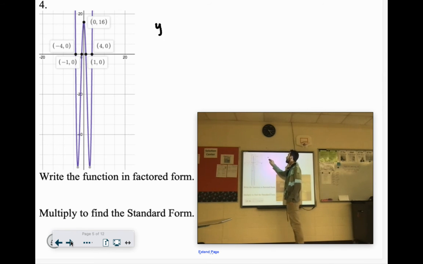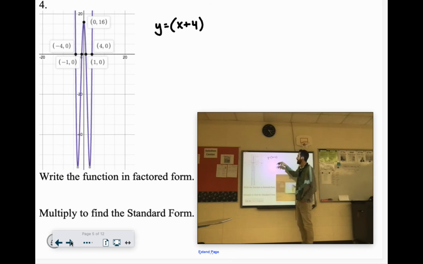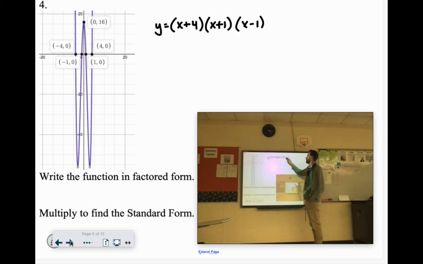So let's write out with intercepts. It crosses at negative 4, x plus 4. It crosses at negative 1, x plus 1. Whoops, this should be x plus 1. It crosses at positive 1, which would be x minus 1. And it crosses at positive 4, which would be written as x minus 4. There it is in factored form.